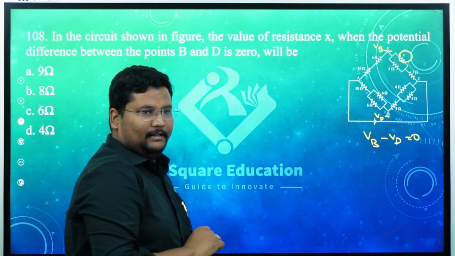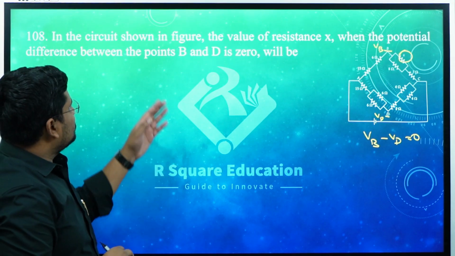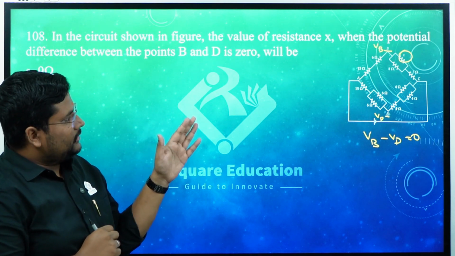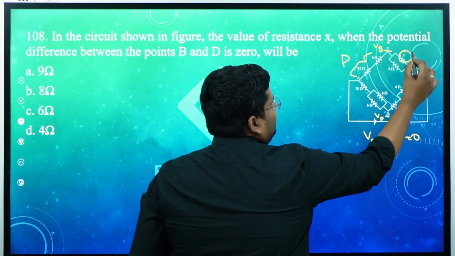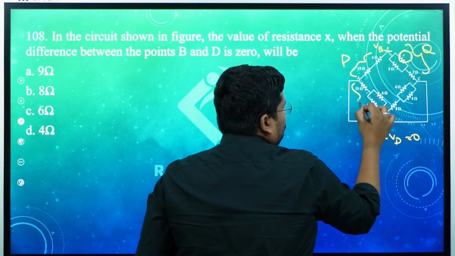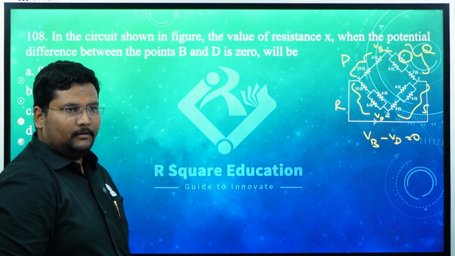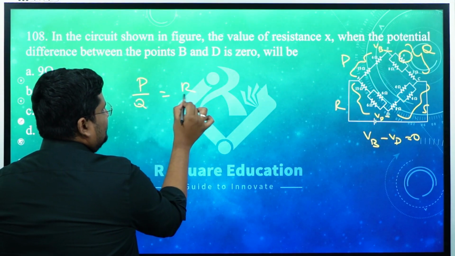What is the condition here? Wheatstone Bridge condition. Correct? Now they are asking us to find the value of X. So we know pretty well this is going to be balanced condition. Let me consider this together as P, this together as Q, this together as R, this together as S. So can I take P by Q is equal to R by S?